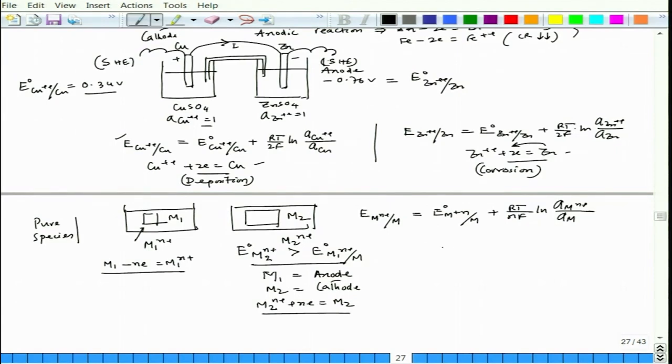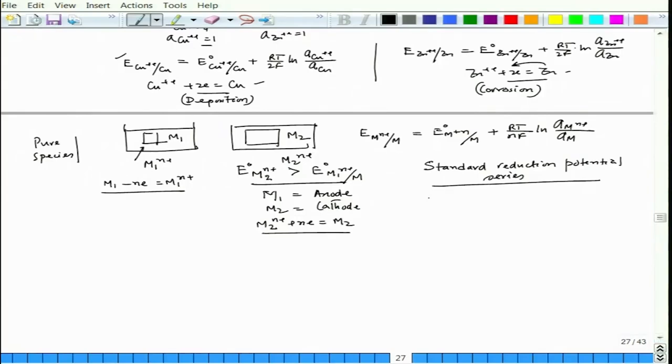And here we can judge by looking at the standard reduction potential series. And that series, for example, if I try to point out, you will get it like this: Au 3 plus, E0 value would be 1.498 volt, and this is all with respect to the standard hydrogen electrode. This is gold.